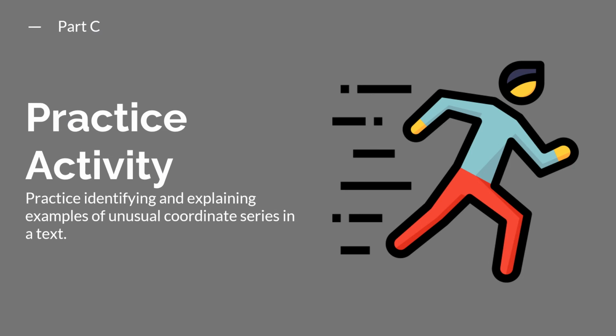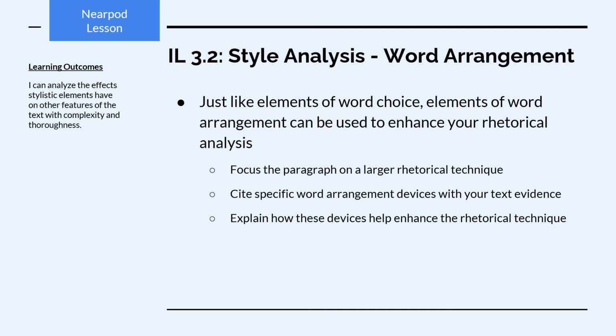All right, let's go ahead and complete part C of our practice activity here. Just like you think you will, you'll be identifying and explaining examples of unusual coordinate series in a text. Just like elements of word choice, elements of word arrangement can be used to enhance your rhetorical analysis. Just like with word choice, you want to focus a rhetorical analysis paragraph on a larger rhetorical technique, some kind of argument, some kind of appeal to character, or some kind of appeal to emotion, but then cite specific word arrangement devices within your text evidence and explain how those devices help enhance the broader rhetorical technique.